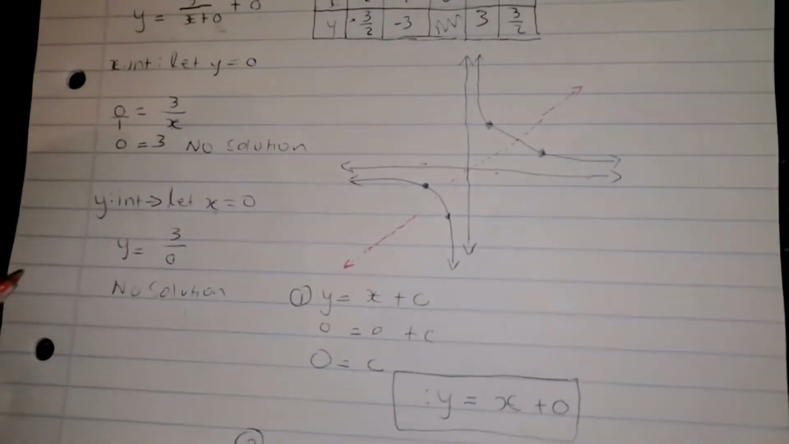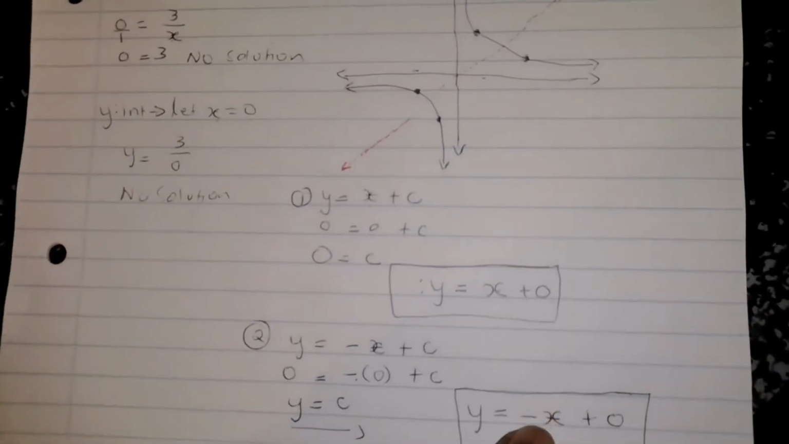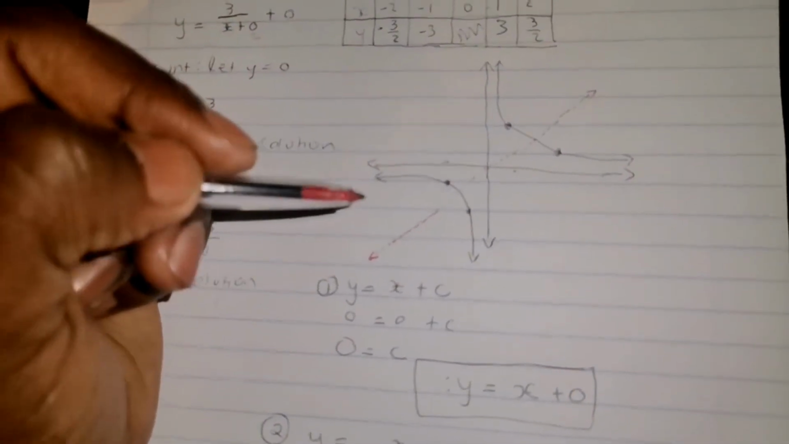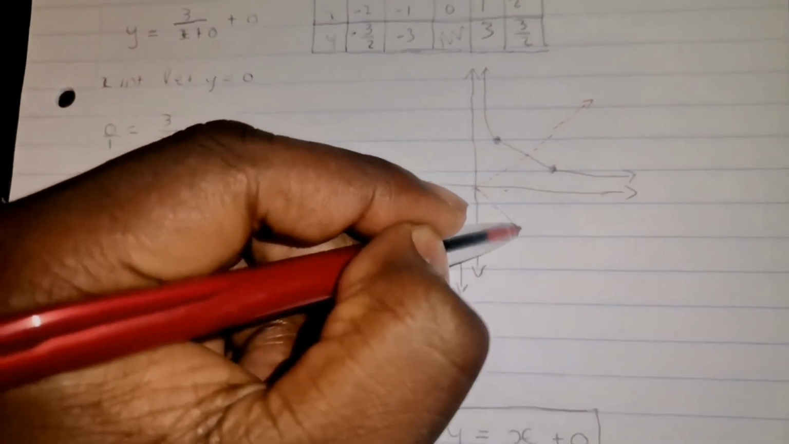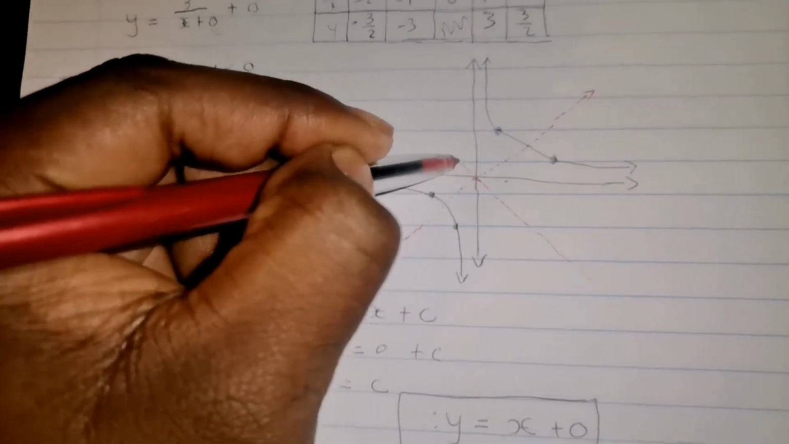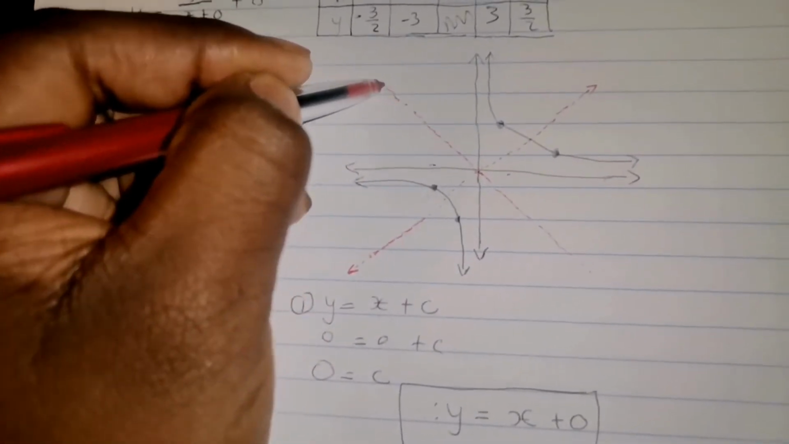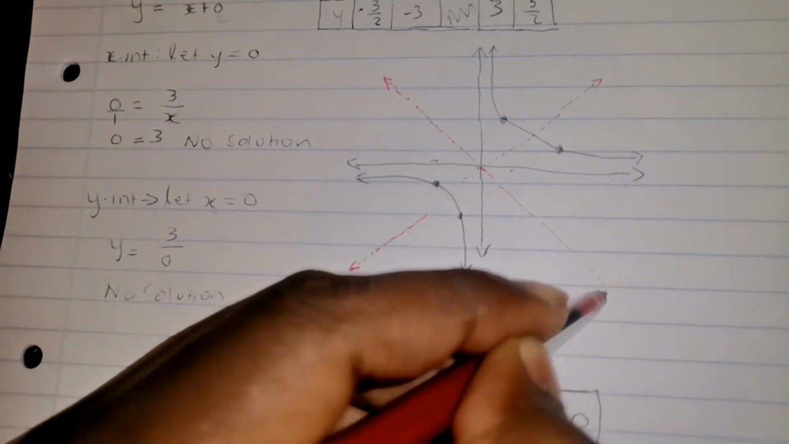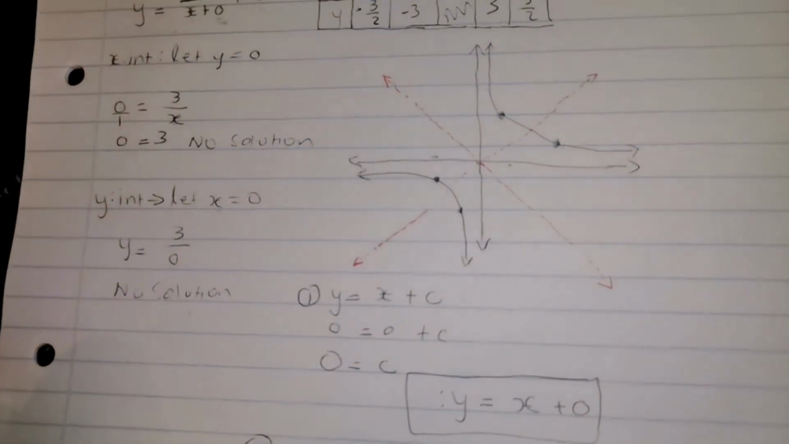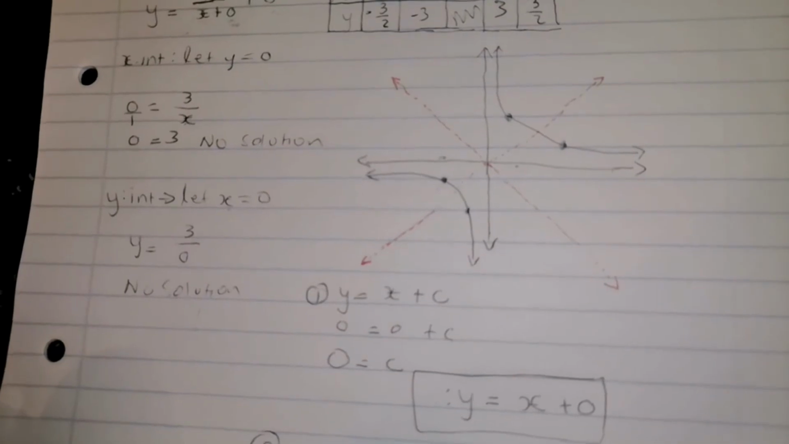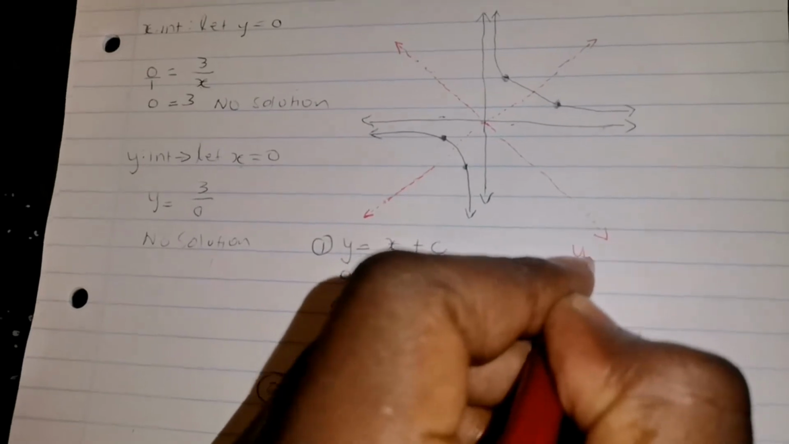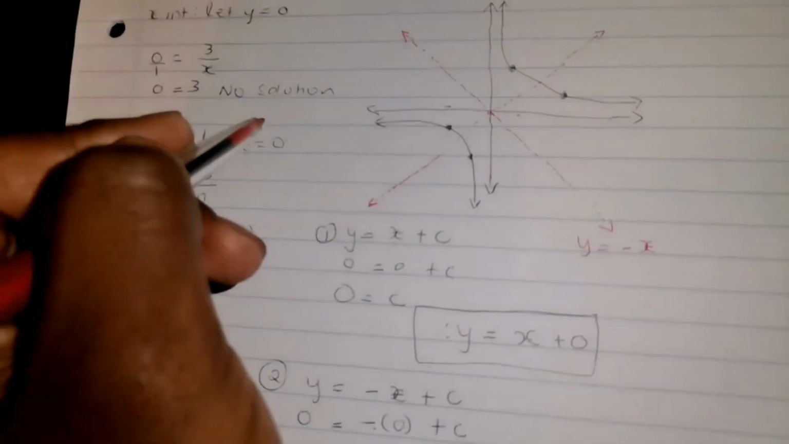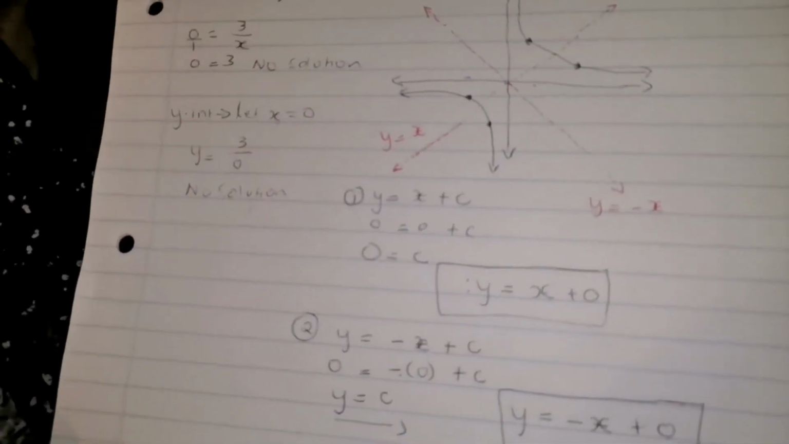Then let's just draw the graph of negative x plus 0. Obviously it will reflect about the x-axis. It will be like this, guys. I'm not good at drawing. Then you are done with showing the axes of symmetry. Then you're going to say y equals negative x. Then y equals x. Then, guys, you are okay. You're going to get it right.